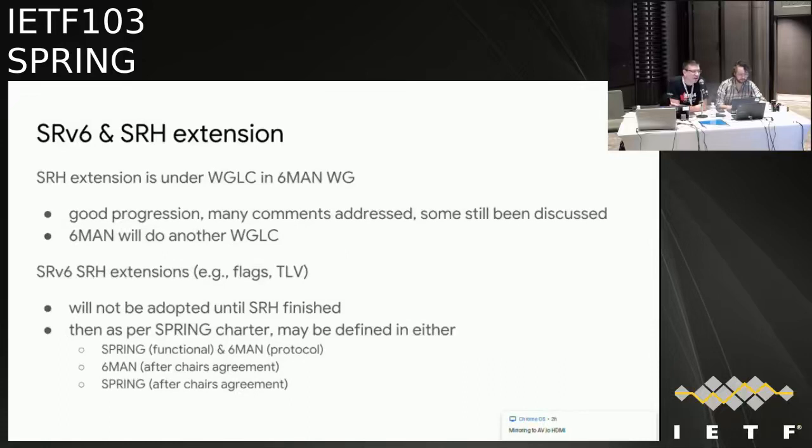So we'll not adopt any, neither Spring nor 6-man will adopt a document with SRv6 extension before SRH is fully specified. And then we'll see how it works. So there are a few options. One, as per the charter, Spring does the functional specification, and then 6-man the protocol work. Or we can do both in 6-man or both in Spring after agreement between the chairs. So far?